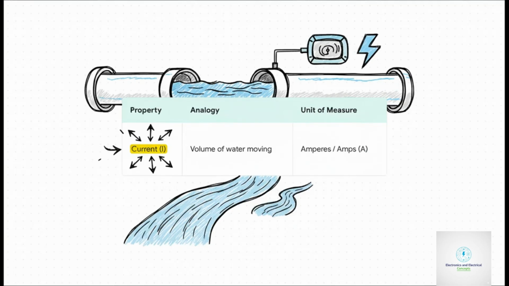And let's go back to our pipe analogy. The current is just like the amount of water, the volume of water flowing past a certain spot. Is it a little trickle or is it a rushing river? We measure that flow rate in amperes, or as pretty much everyone calls them, amps.